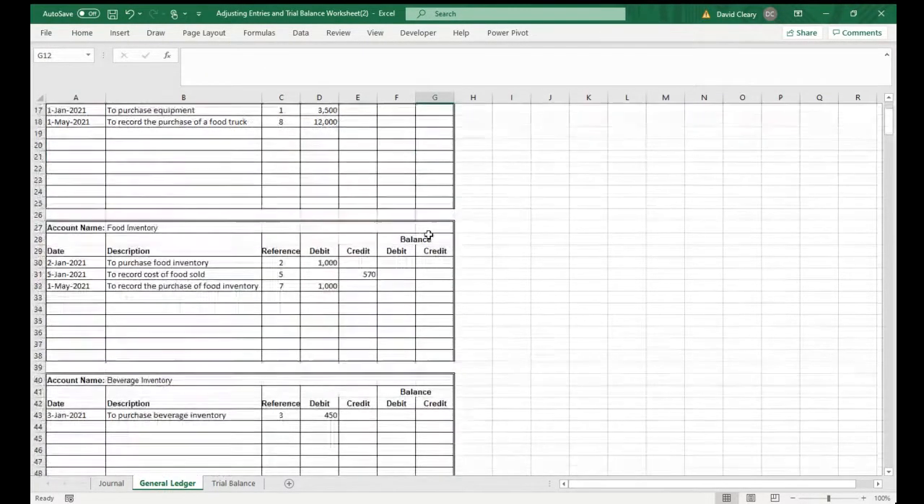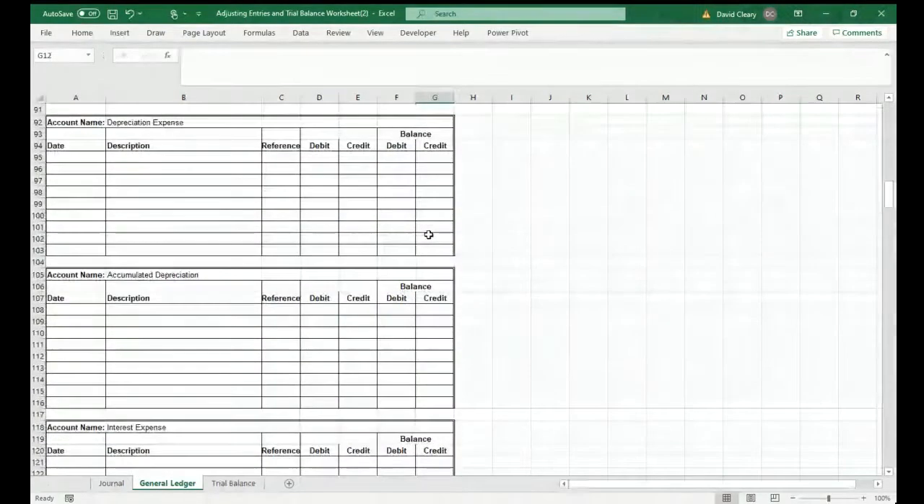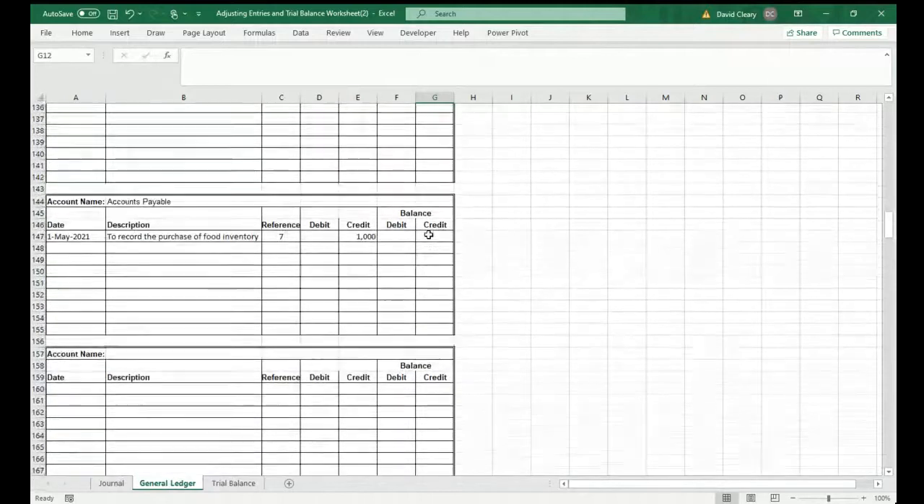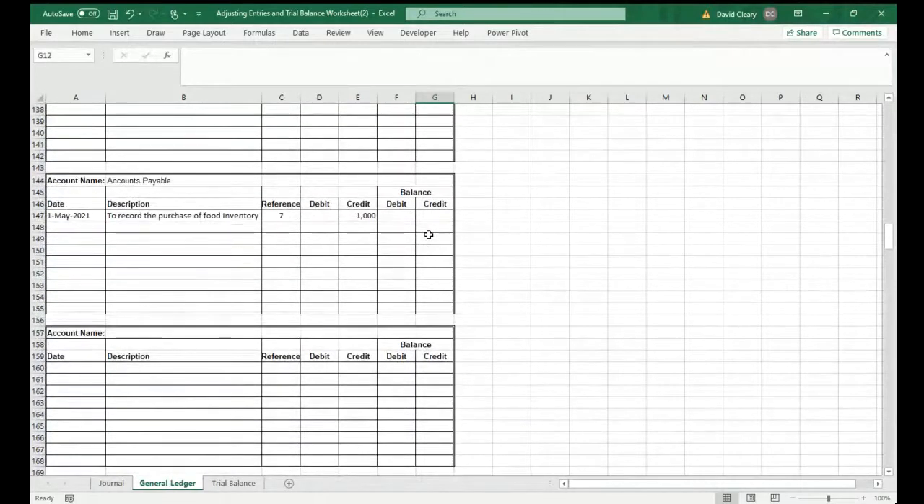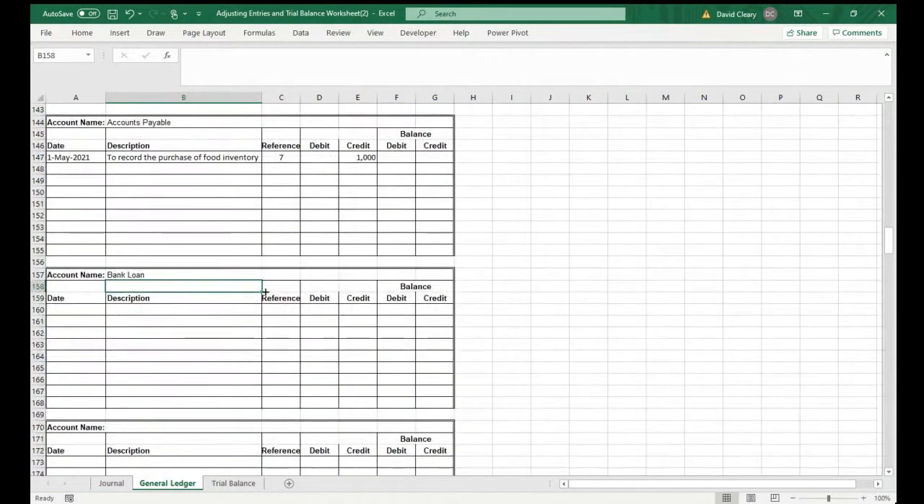Very cool. All right, let's go down and find our bank loan account. Where are you? Okay, it looks like we don't have one again, so we got to put it in. So we're going to put in bank loan here under our blank account. Okay, so now we've got a bank loan account.